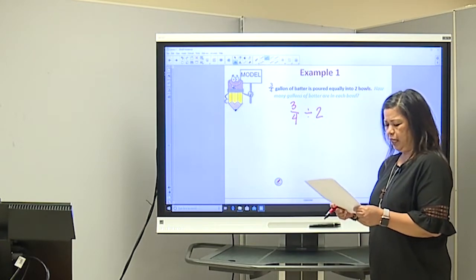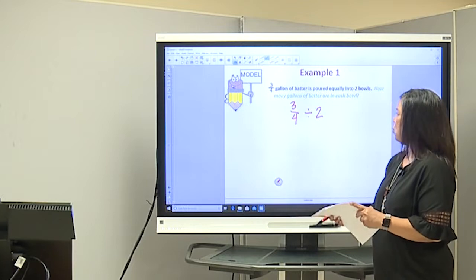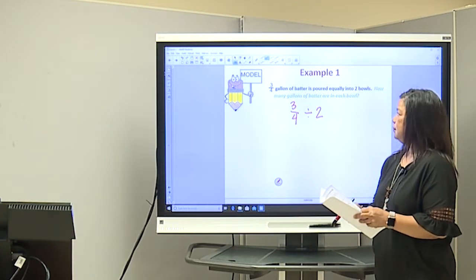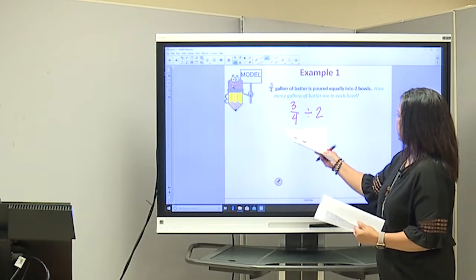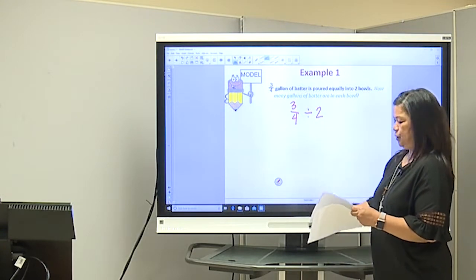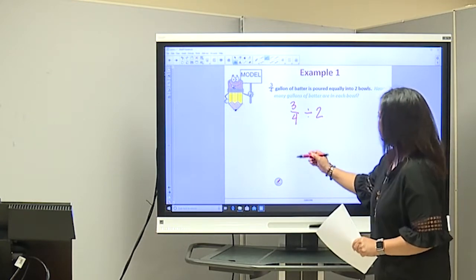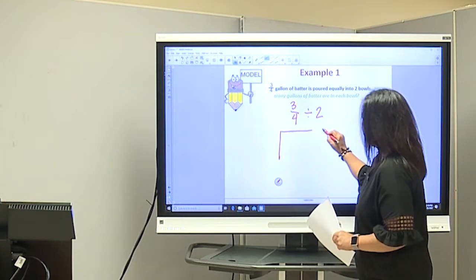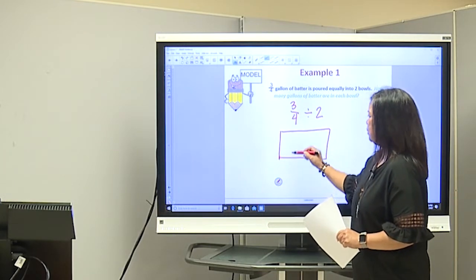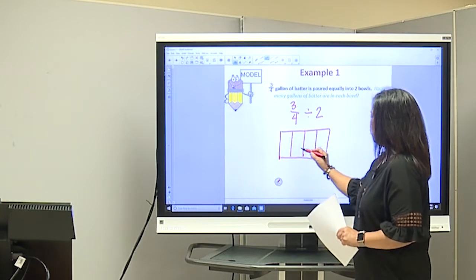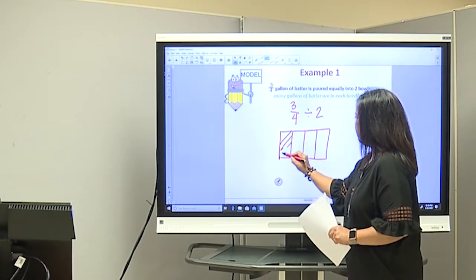Now, the question is, how many gallons of batter are in each bowl? We can also think of this problem as 3/4 is 2 groups of what? So, let's use a model. I am going to start with the 3/4. 1, 2, 3, 4. So I need 3/4.